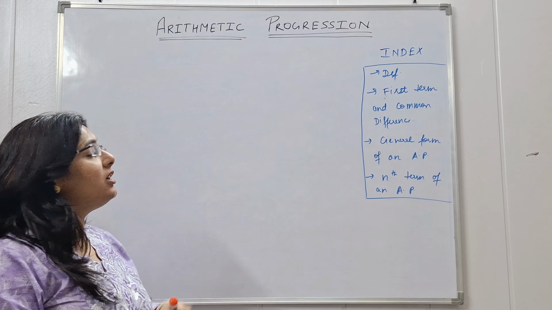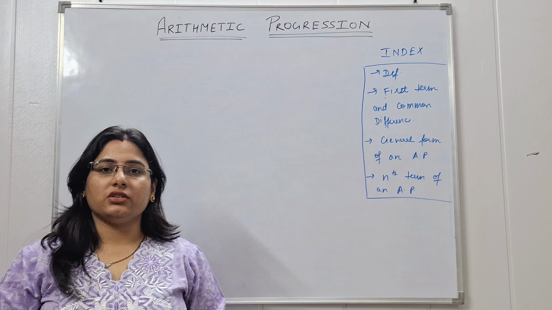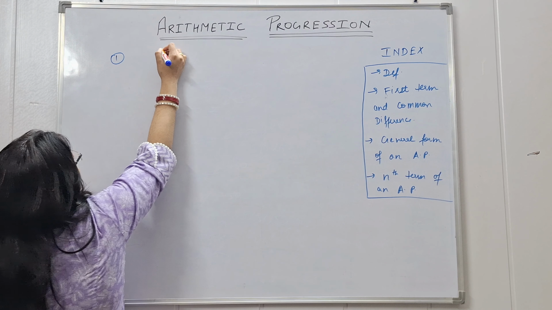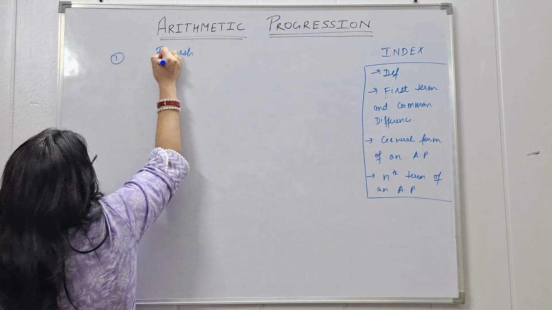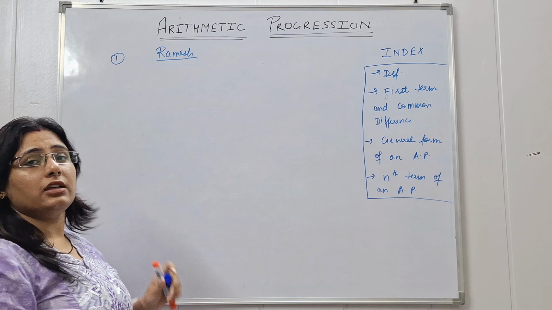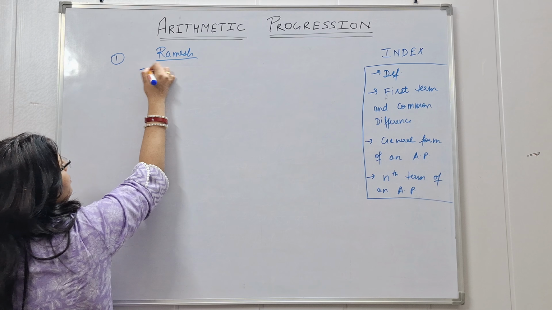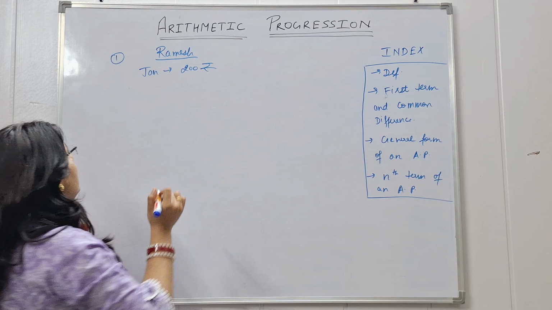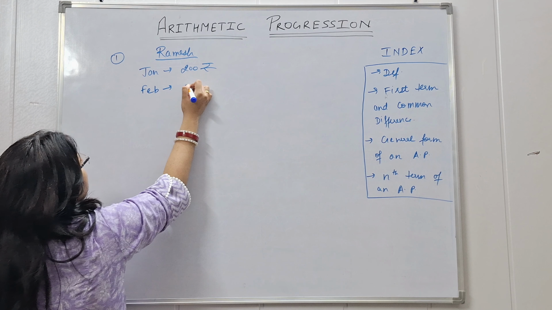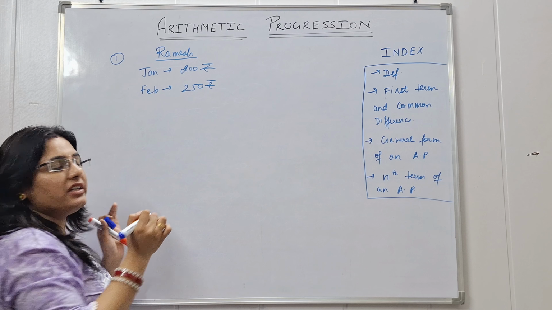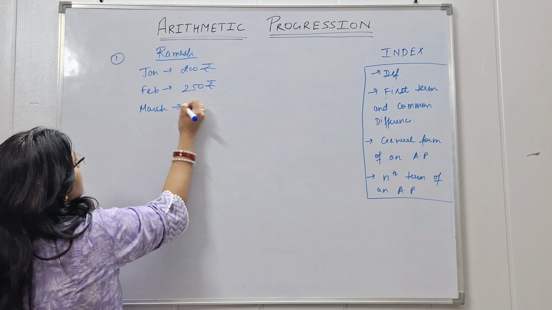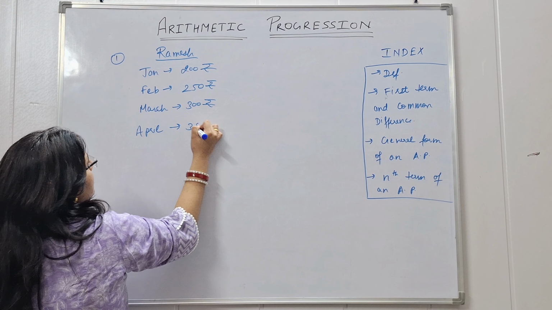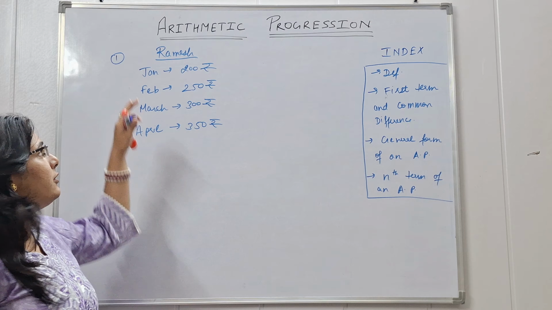Okay. First of all, definition. Before starting the definition, I will take an example to explain that. First example. There is a student named Ramesh. He is having a piggy bank and he wants to save money in his piggy bank. Let us suppose in the month of January, he saved rupees 200. Next, in the month of Feb, he saved rupees 250. In March, he saved rupees 300. In April, it's 350. Now, this is the saving of this student.